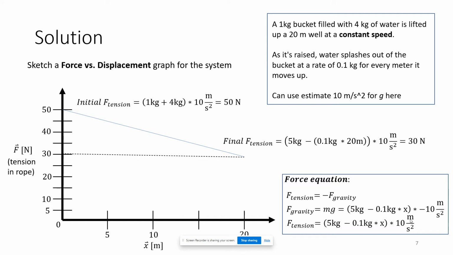Looking at this plot, we just plug in at the beginning. We know that x is going to be 0, and so we have the full 5 kilograms in there. And then at the final tension, we know that it's gone 20 meters, so it's going to be 5 minus 0.1 times 20. So we basically go from 50 newtons of tension to 30 newtons of tension just based on the loss of mass over the system.